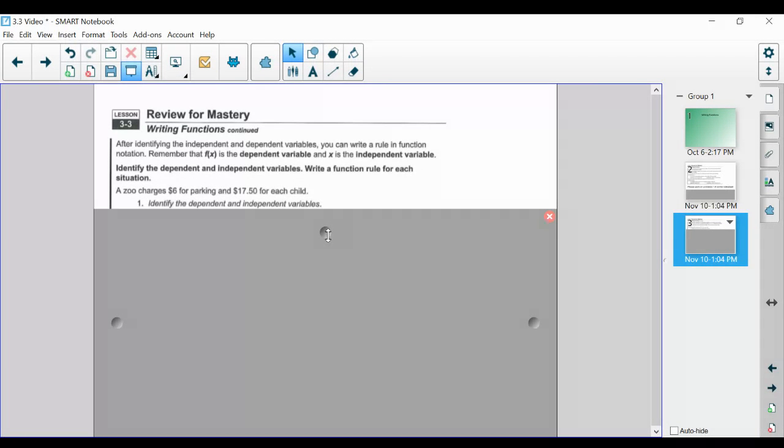The zoo is charging some money for parking and for the value of each child, or I should say the price of each child. Children are priceless. You can never put a price on children.